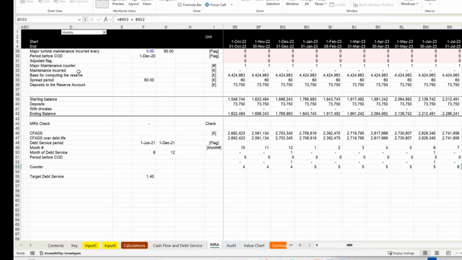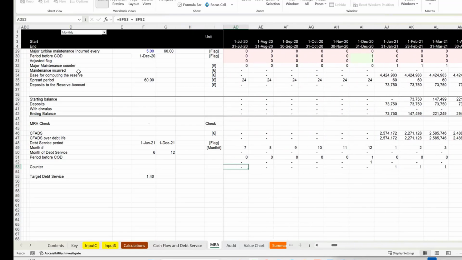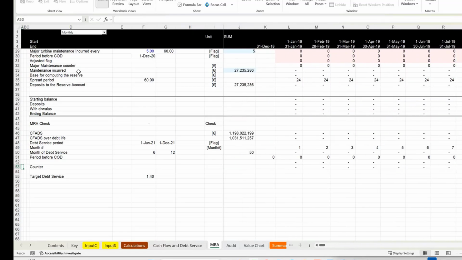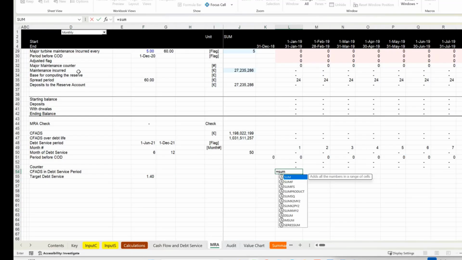Let's put the CFADS in the debt service period. So just below that counter, put CFADS in debt service period. I'm very nervous about getting this right, but okay. Just use your offset, I mean your sum if. Sorry, I said offset. I'm still using offset, by the way. I know you won't.